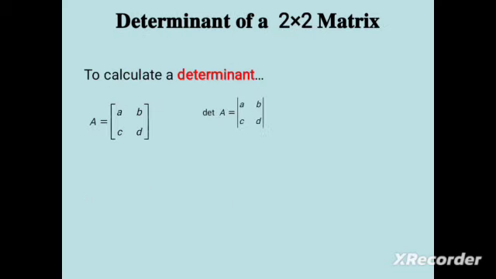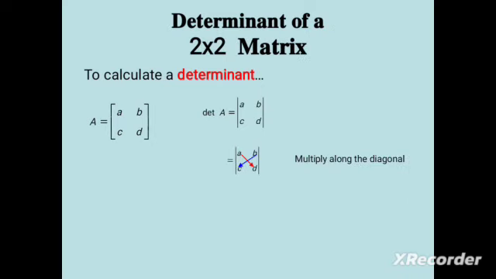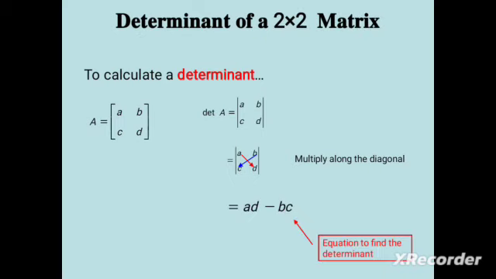To calculate a determinant, we have the matrix A given by the elements a, b, c, and d. To get the determinant of A, abbreviated as det of A, we multiply along the diagonals. So we have ad minus bc. That will give us the expression to find the determinant.